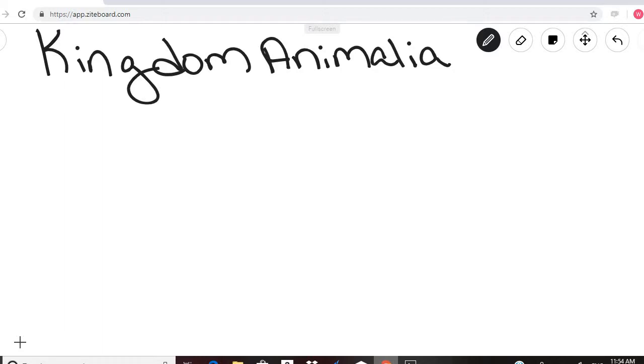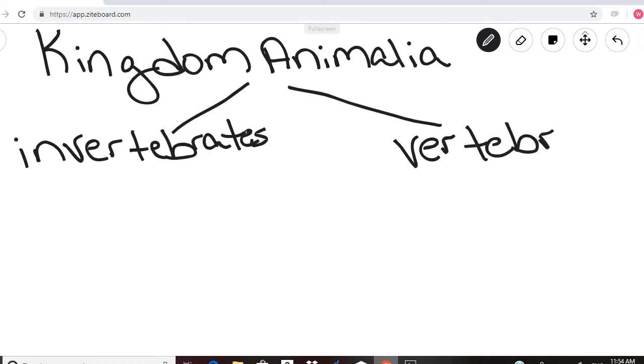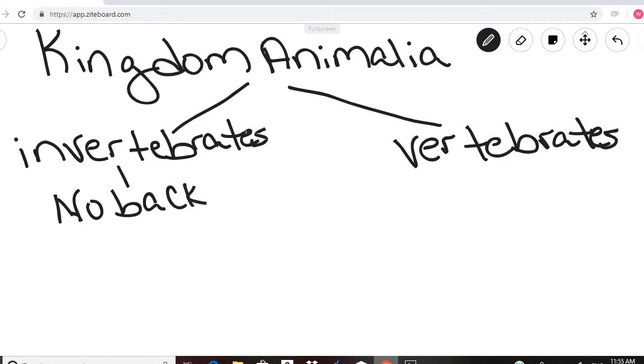is kingdom Animalia. We divide kingdom Animalia into two main categories. The first is the invertebrates, and then secondly are the vertebrates. The invertebrates are those animals that have no backbone. And the vertebrates have a backbone.